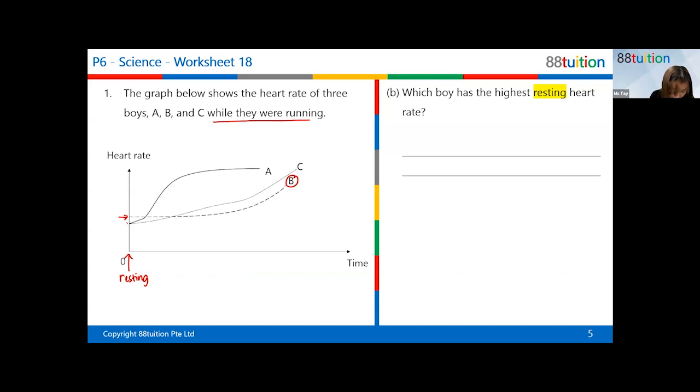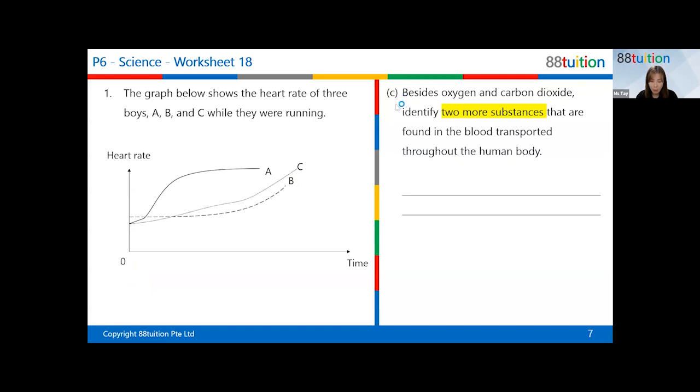If you look at A and C, they started off with the same heart rate. So let's say A and C, their heart rate is 60, then B could be at 70. Can y'all see that? So B actually shows the highest resting rate. I'm looking at all your answers now. Okay. So let's go on. Any questions here? No question. All fine. Give me a thumbs up. Good. Thank you.